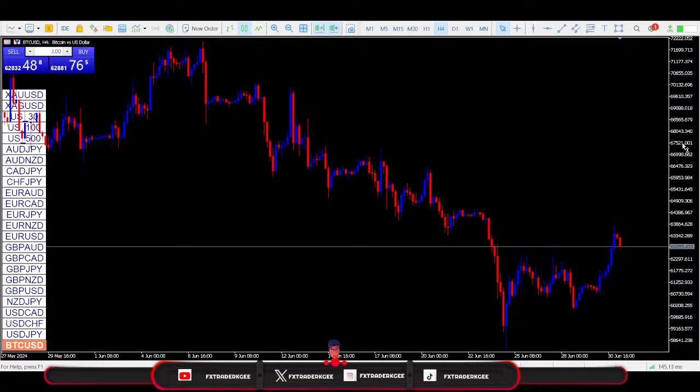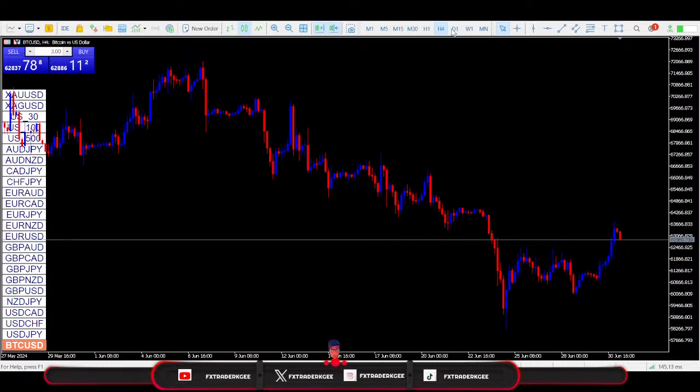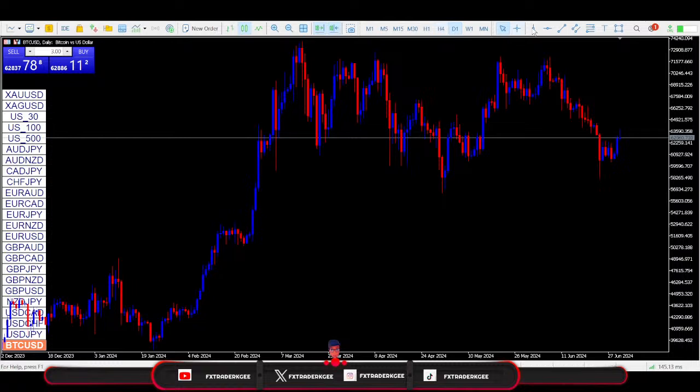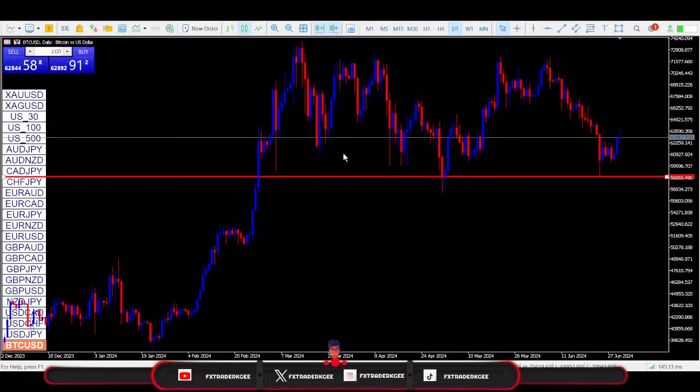If you are to look at this, I think the analysis is very simple to make. This is actually a zone that has only broken, but not clearly broken. It only gives us a weak break here. That's for Bitcoin, BTC USD, on a daily time frame.